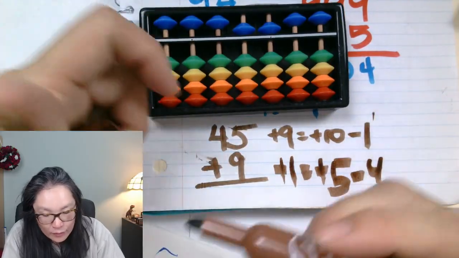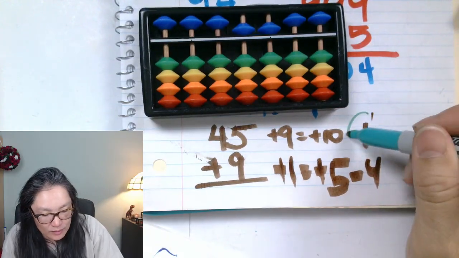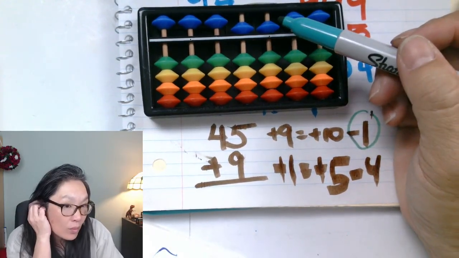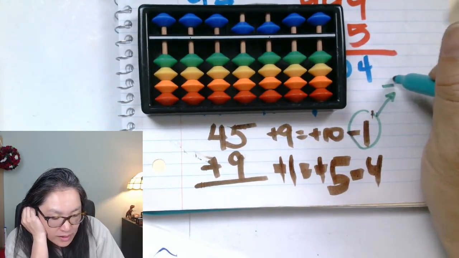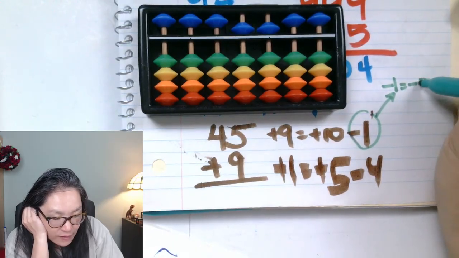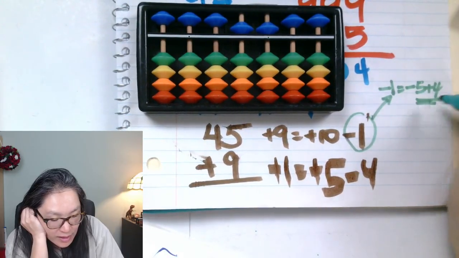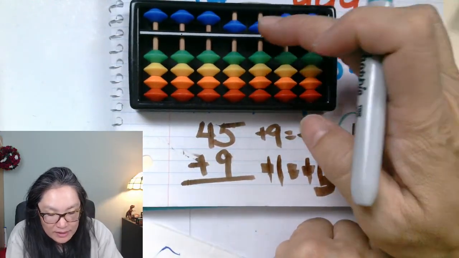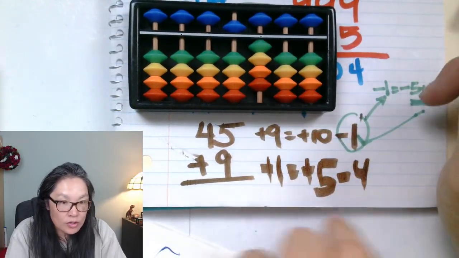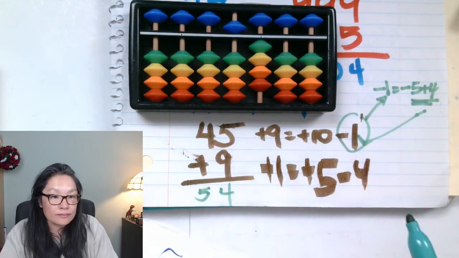And then don't forget, we have this one that we have to worry about. Can we take away the 1? No, we can't take away the 1. So what are we going to do? Minus the 1 is equal to minus the 5 plus the 4. So now we're substituting this into this. That means minus the 5 plus the 4. So my final answer is 54.